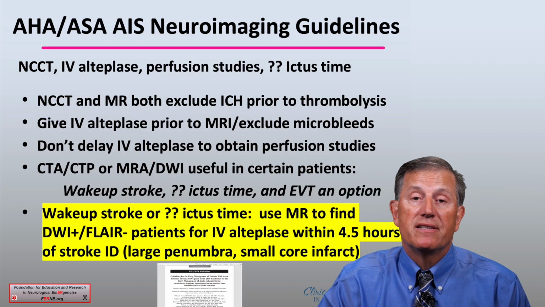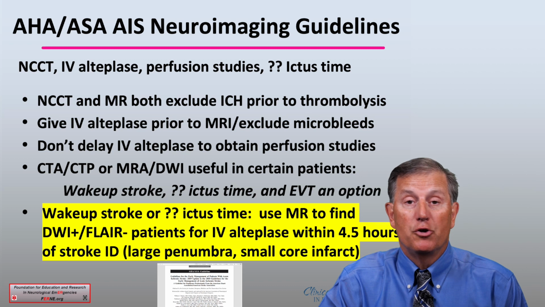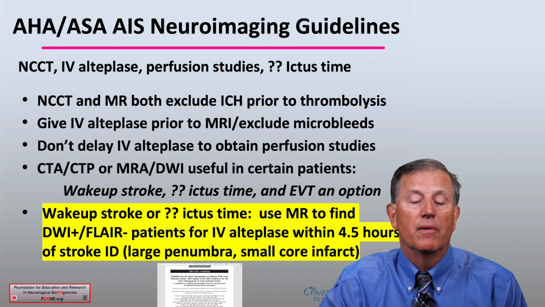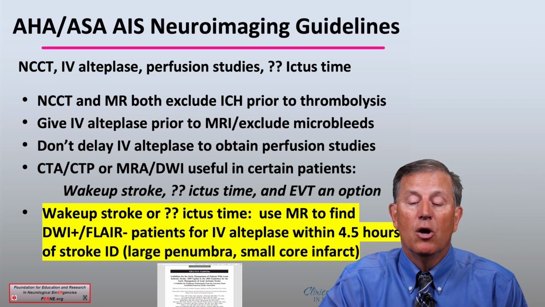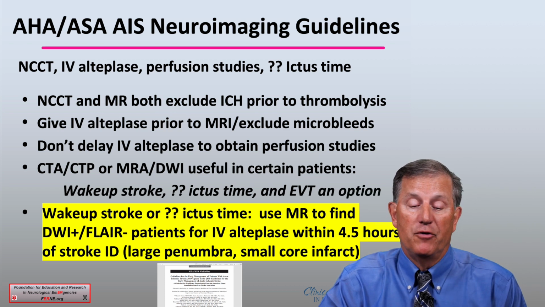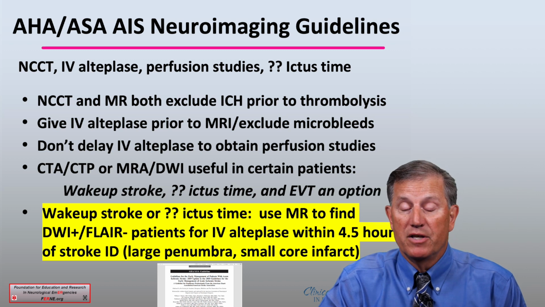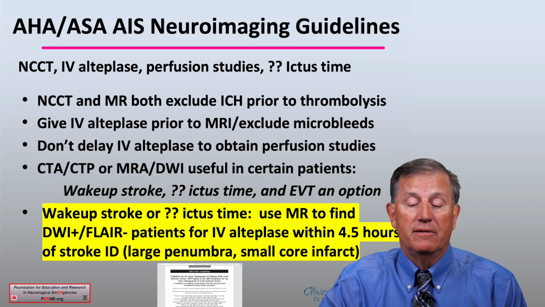The recommendations state that non-contrast CT and MR both exclude intracerebral hemorrhage prior to thrombolysis, so you don't have to do MR studies. The recommendations state to give IV alteplase or other thrombolytic therapies prior to MRI for the exclusion of microbleeds on MR. Don't delay IV alteplase to obtain perfusion studies if you don't have those in your center. And CTA and CTP or MRA and DWI are useful in certain patients.